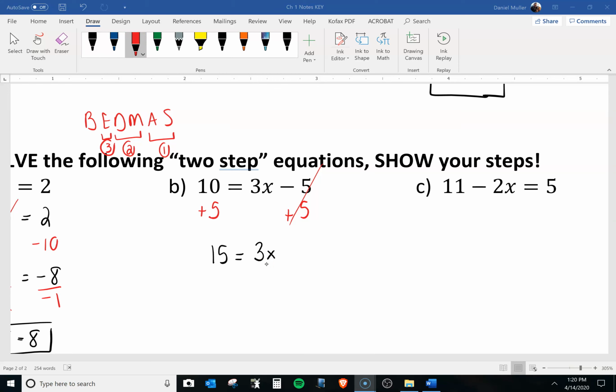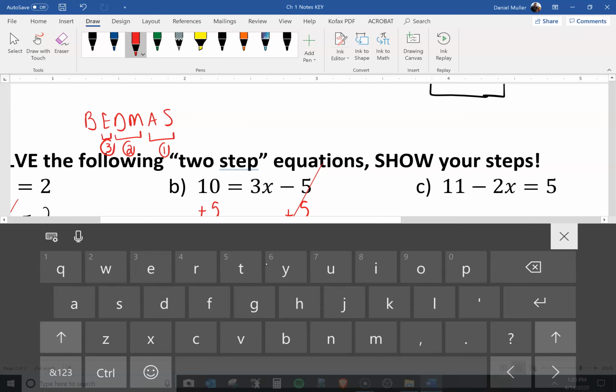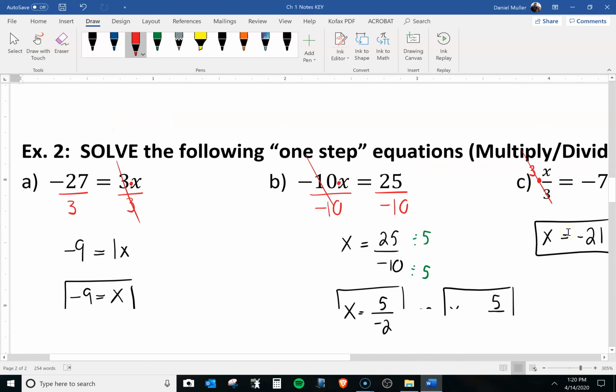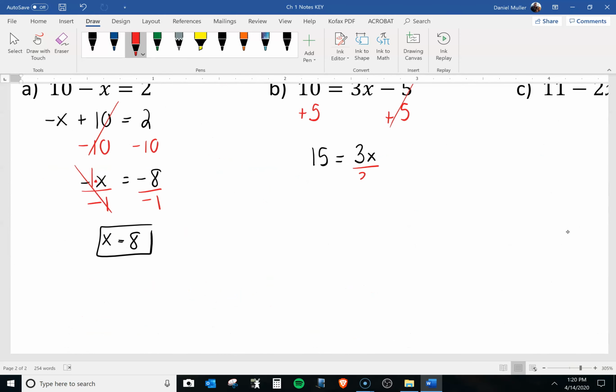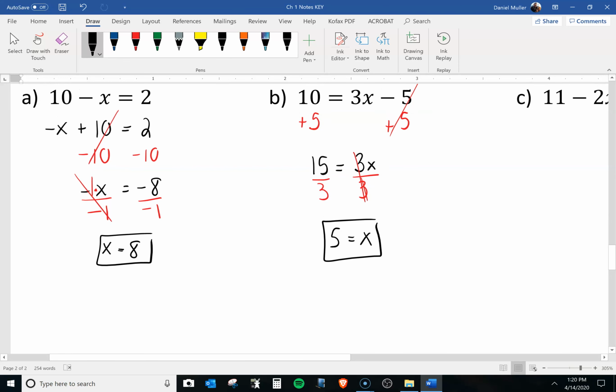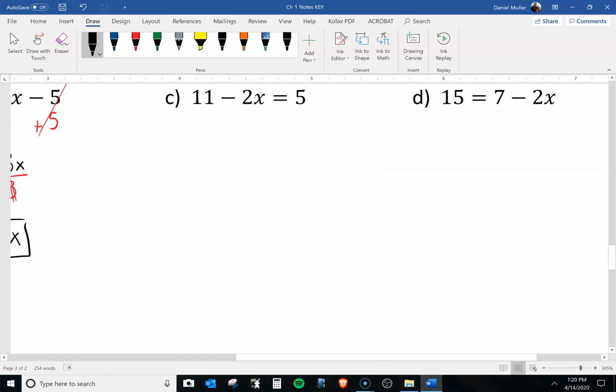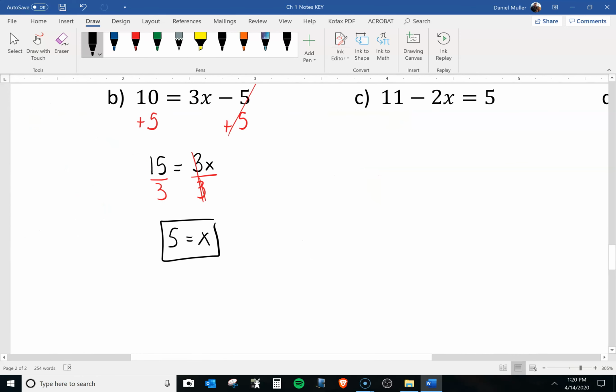Now this says 3 times x, so I will get rid of a times by dividing. Divide by 3. Divide by 3. Those are gone. And I have an x is equal to 15 over 3, which is a 5. And so we got rid of the subtraction, and then we got rid of the multiplication. All right, let's take a look at C.